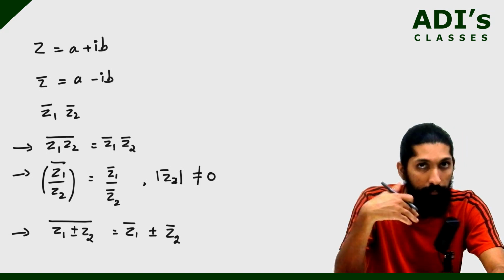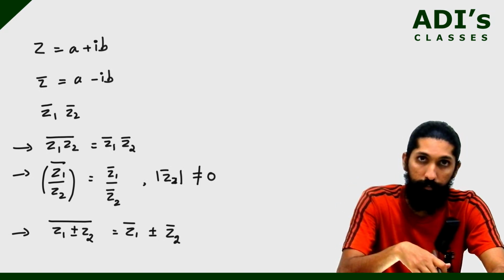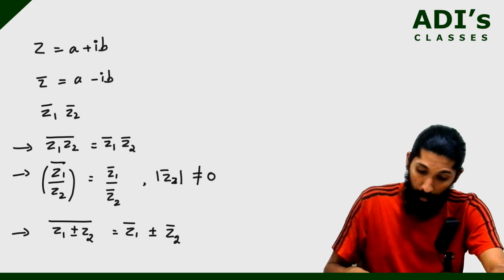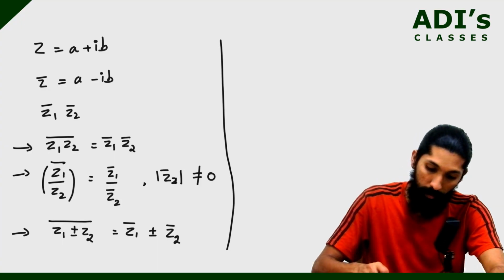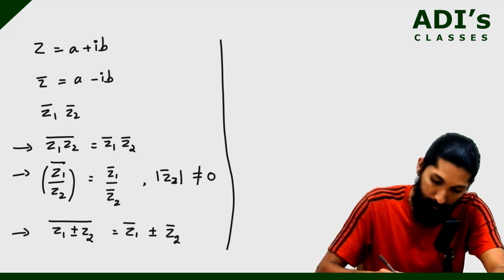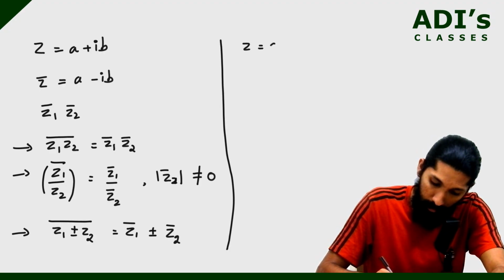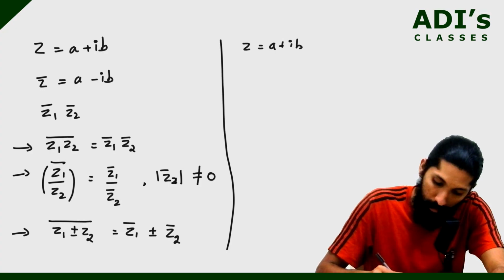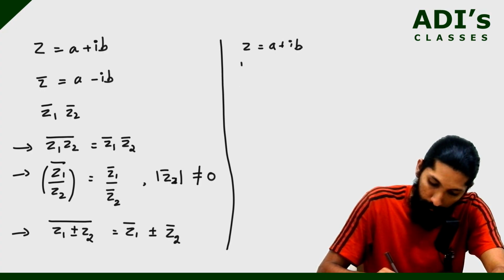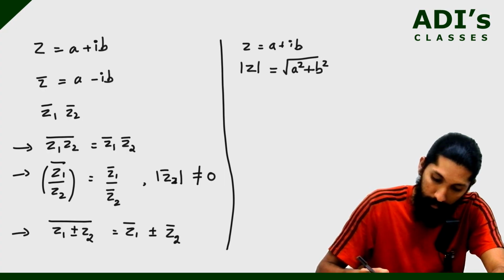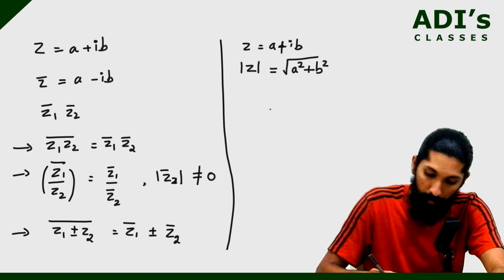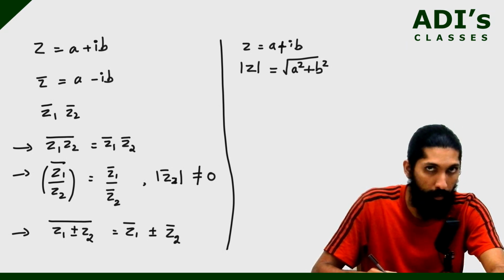Now, there are similar properties for modulus also. Do you remember modulus? Suppose we are talking about the modulus, where z is equal to a plus ib. So, mod of z is equal to root of a square plus b square. Correct? This is what we mean by modulus. Now, for modulus also, there are three important properties.